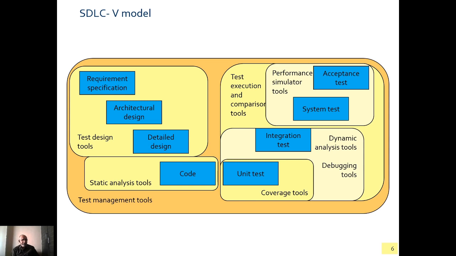So this is the SDLC V model. So here you can find that we begin with requirement specification and reach out to the code. What next then?